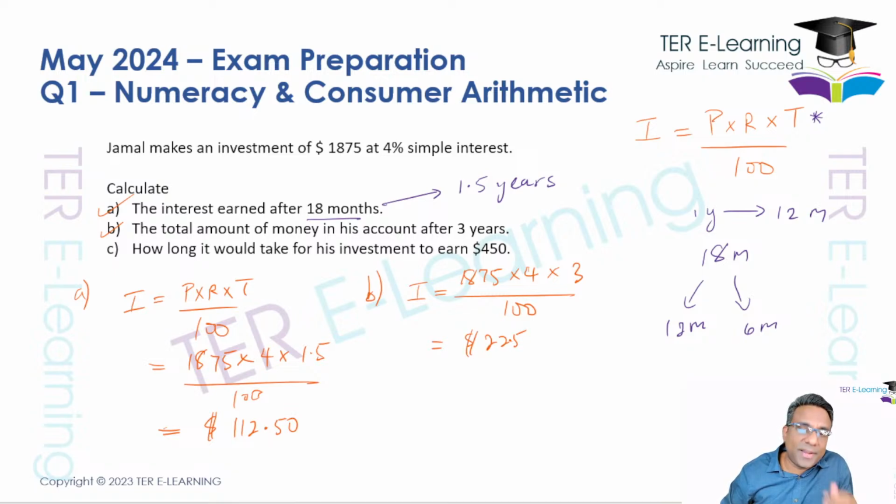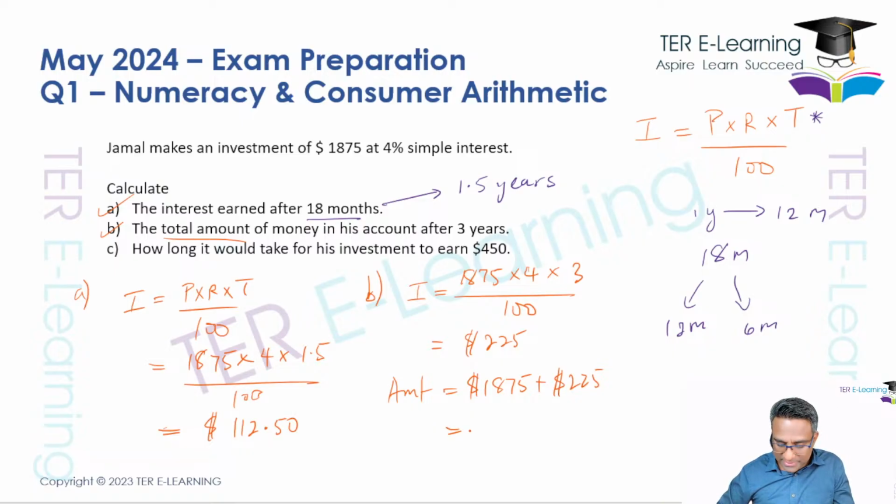Now this 225 here represents the interest, but what we want here is the total amount of money in the account. So therefore the amount is going to be the original value, which is the 1875, plus the interest that he would have gotten, which is the 225. So the total amount of money after 3 years would be $2,100.